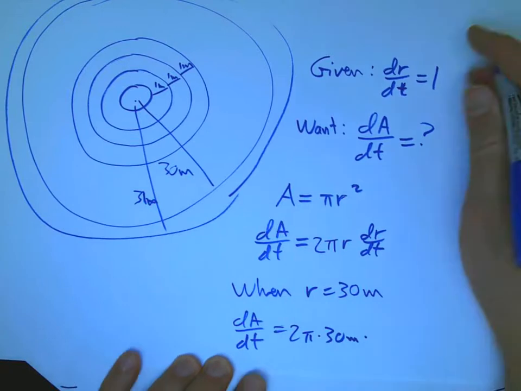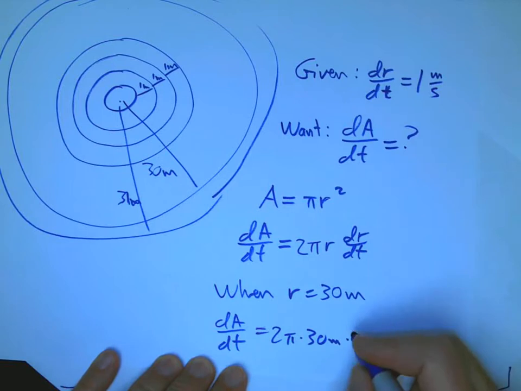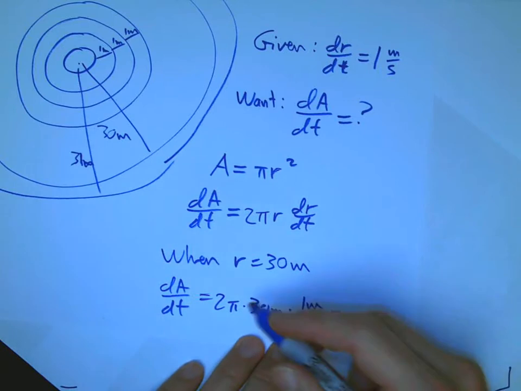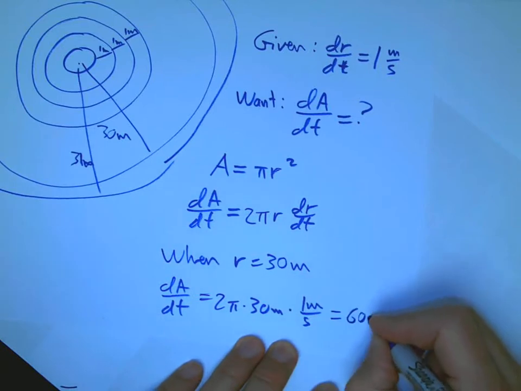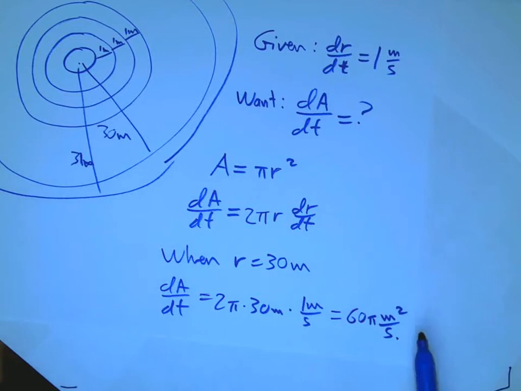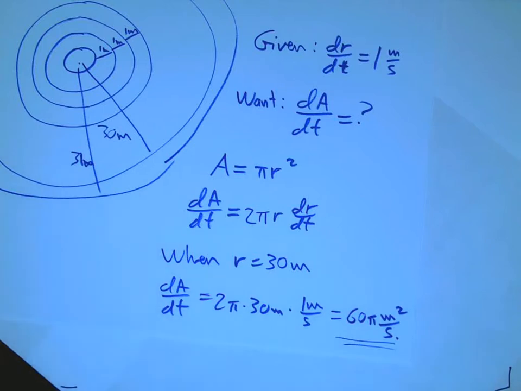dA/dt is going to be 2 pi times 30 meters times, and I should have put the units in here to be really careful, that was 1 meter per second. And so I get 60 pi meters squared per second. Does that sound like the rate of change of an area with respect to time? Yes. The rate of change of area with respect to time is always going to be units of area, which is meters squared, over units of time, which is seconds.